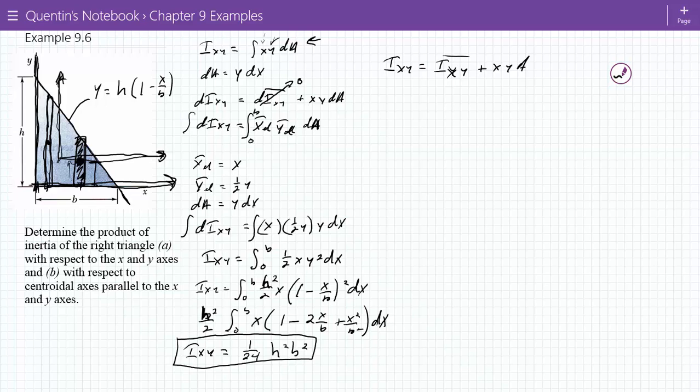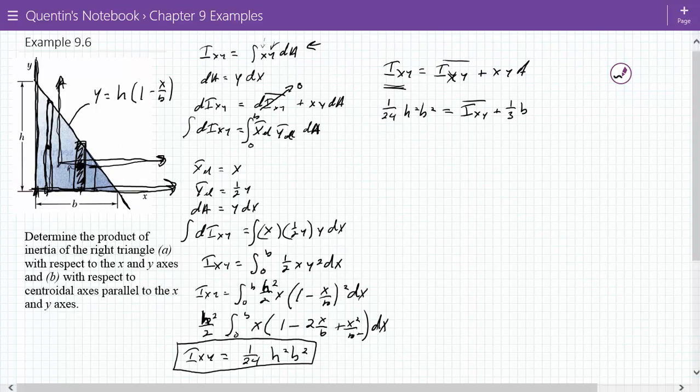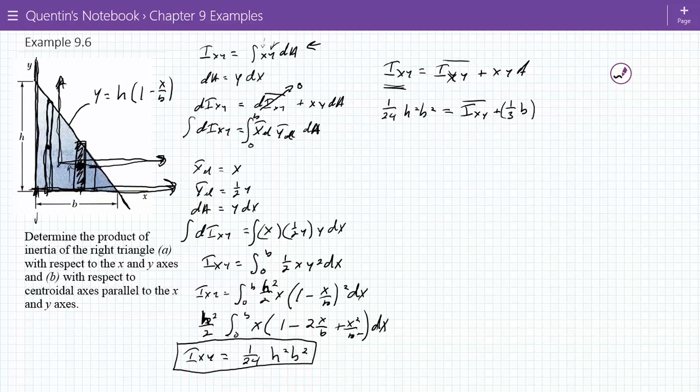And so what do we know here? Well, we know this. It is 1/24 h squared b squared, right? We don't know this. This is what we're looking for, Ixy bar. It's the Ixy at the centroid. But we do know how far it went in x and y. How far did it go? In x, it went 1/3 b. To get from here to the centroid here is 1/3 b. In y, it went 1/3 h, right? To go from here to here is 1/3 h. And the area is 1/2 bh.